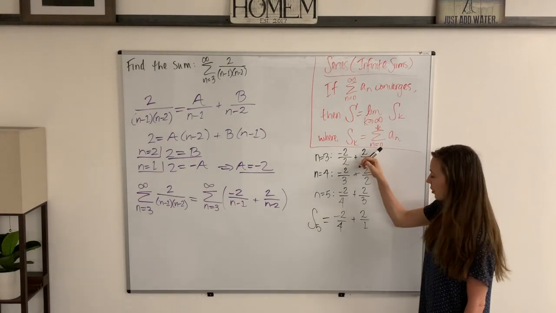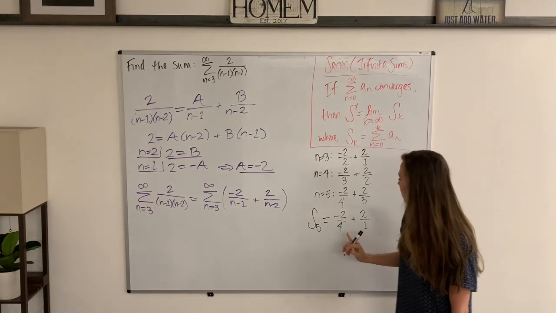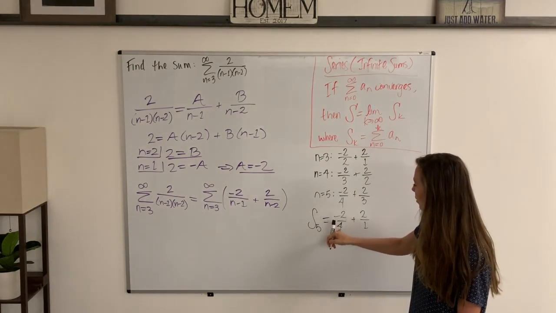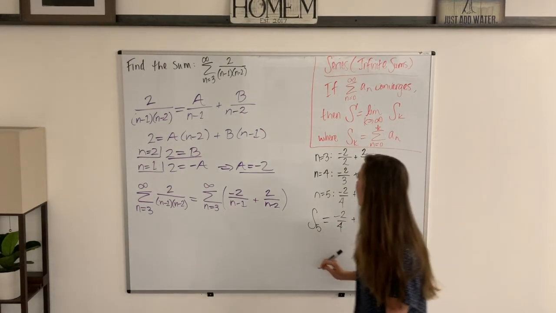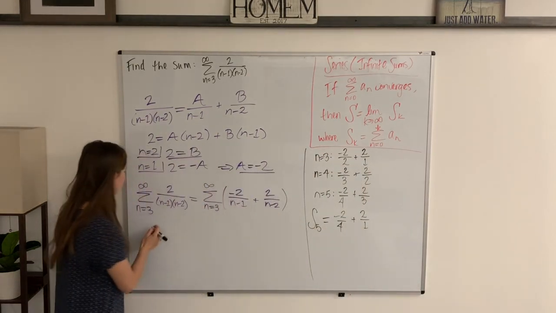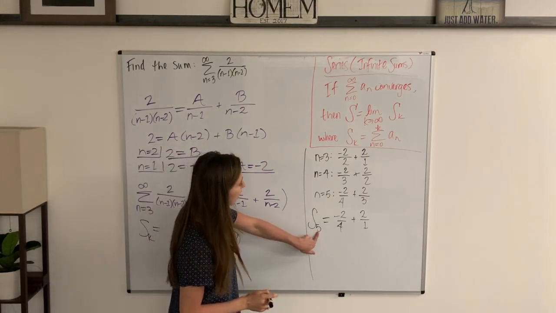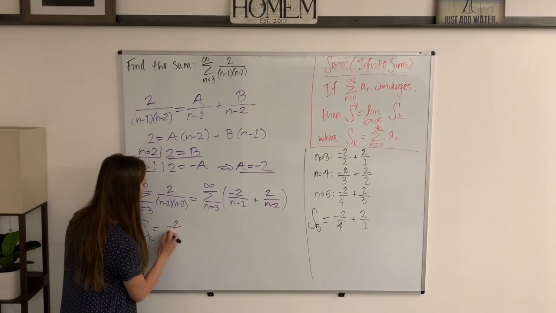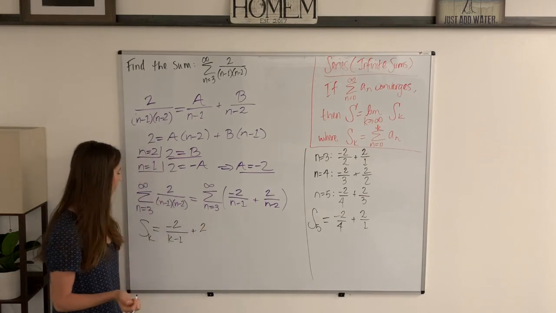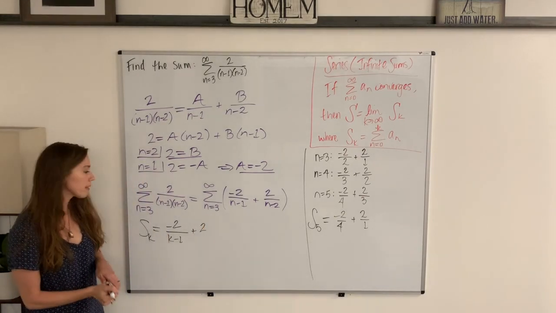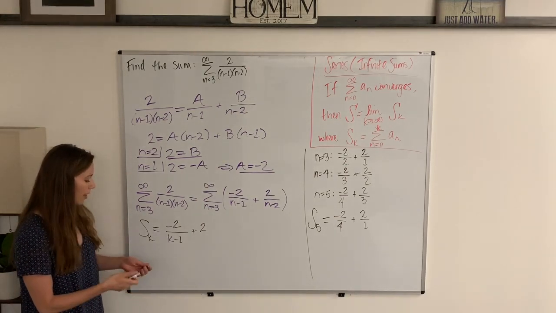So this first term here, 2 over 1, that's never going to be eliminated by anything else. But this term here is going to be the last term, dependent on what our kth term is. So if we want to look at the kth partial sum, that's going to look like, if we use 5 as k, minus 2 over k minus 1, and then plus 2. So now we can take the limit of these partial sums and see what we get.